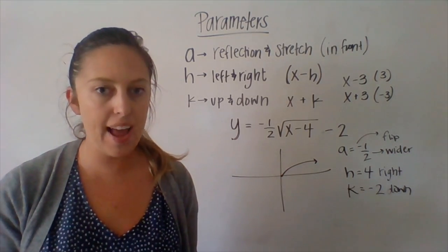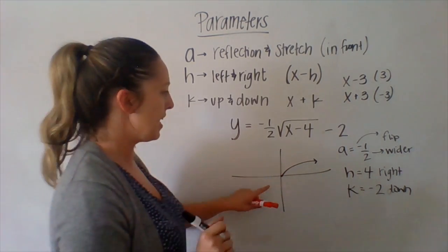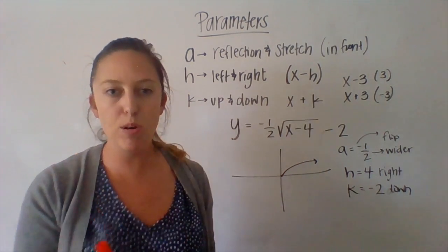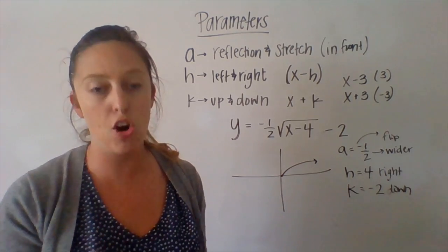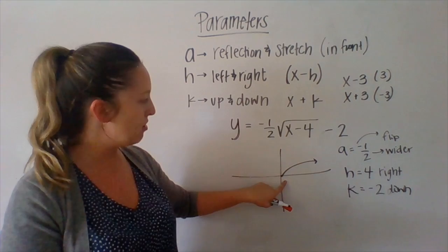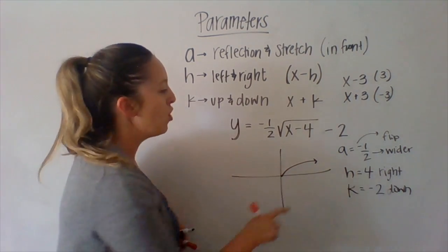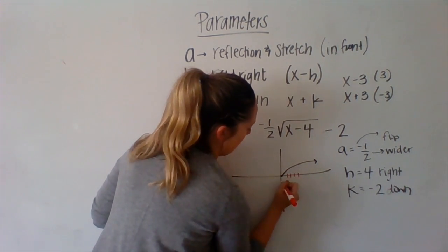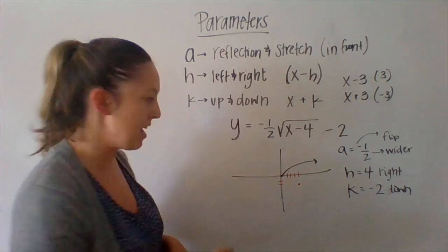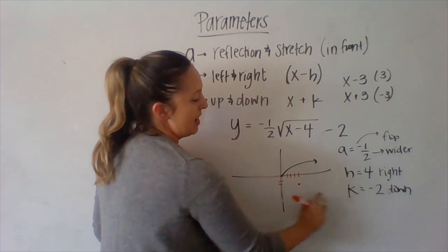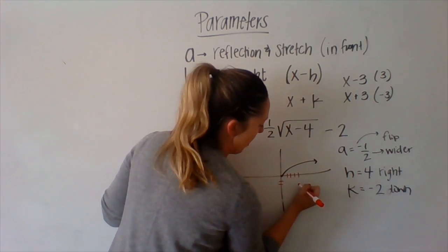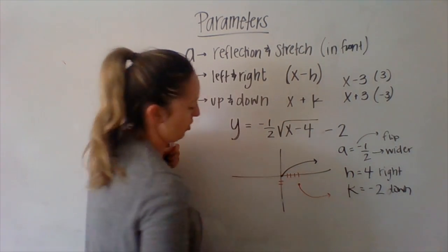So now I can draw this, and I'm going to move it. So in the red, I'm going to draw the new one. Same thing, you want to pick a point that is the most simple point, and on all of our parent graphs, or almost all of them, we have the point 0, 0. So that's going to be the one that's easiest to move. So this 0, 0, I'm going to take and I'm going to move it right 4 and down 2 to right here. And then I know it's going to flip upside down, so instead of going upwards in a curve, it's going to be a downwards curve. And wider in this case means it's going to be a little bit of a deeper curve like this.